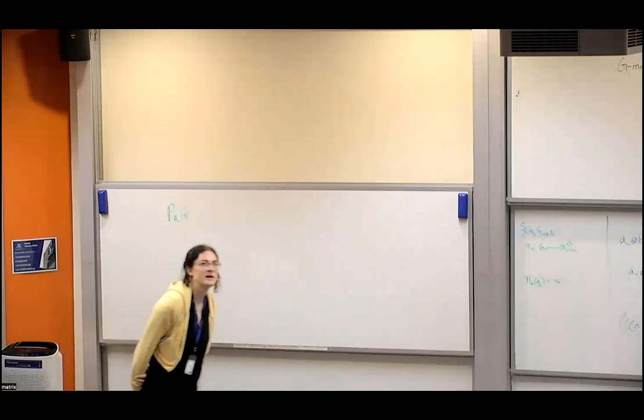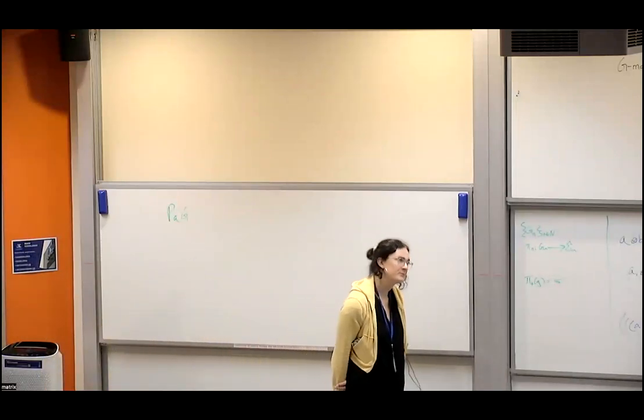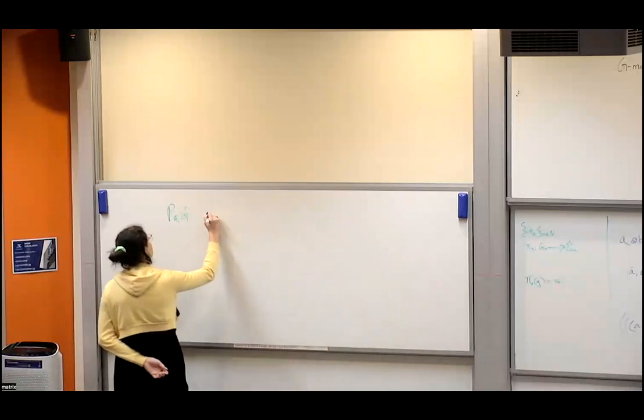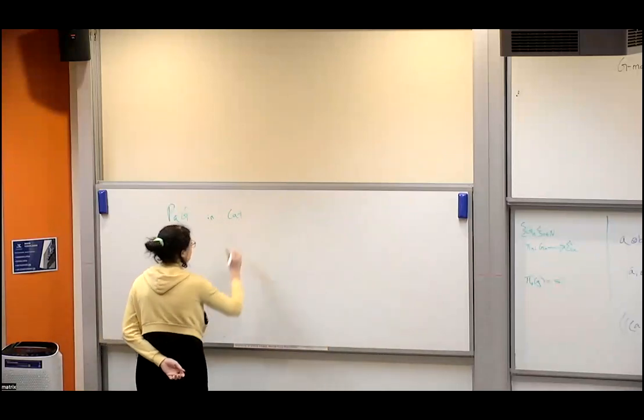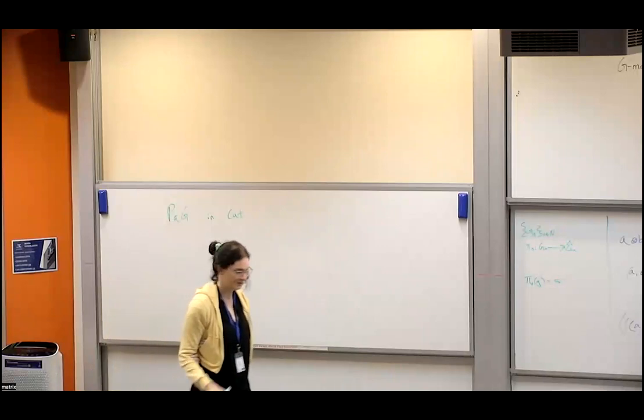This is going to be an operad in the category of categories. So it's in Cat, but at each level, each of my categories is going to be a groupoid, so only isomorphisms.